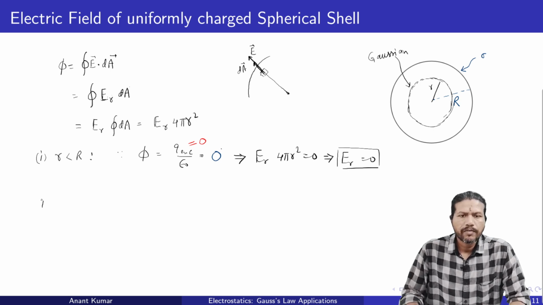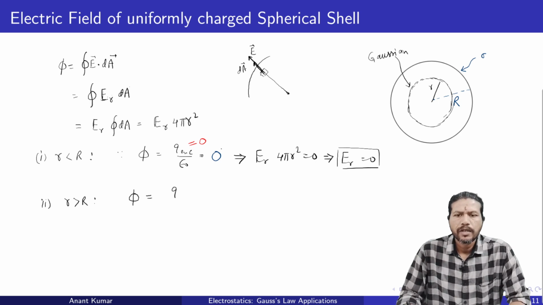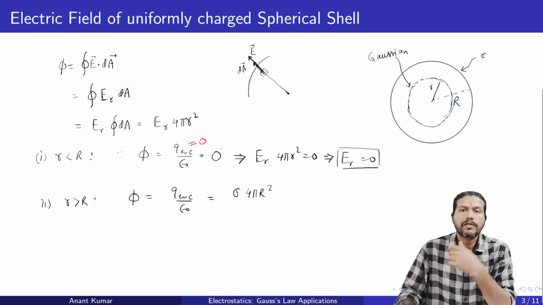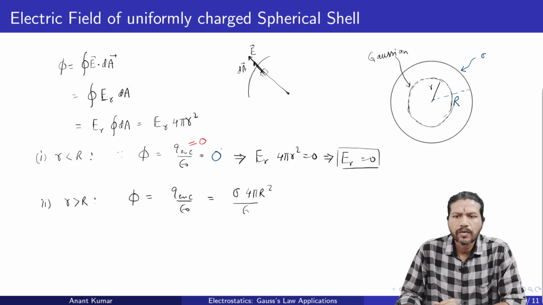On the other hand, what happens if I consider r to be greater than capital R? In this case we are outside the shell, but as far as the flux expression is concerned, it is still the same. This time the enclosed charge is nothing but the entire charge. In terms of sigma, it will become sigma, the charge per unit area, multiplied by the total area, which is 4 pi capital R square, the surface area of the sphere, and we divide this by epsilon naught.